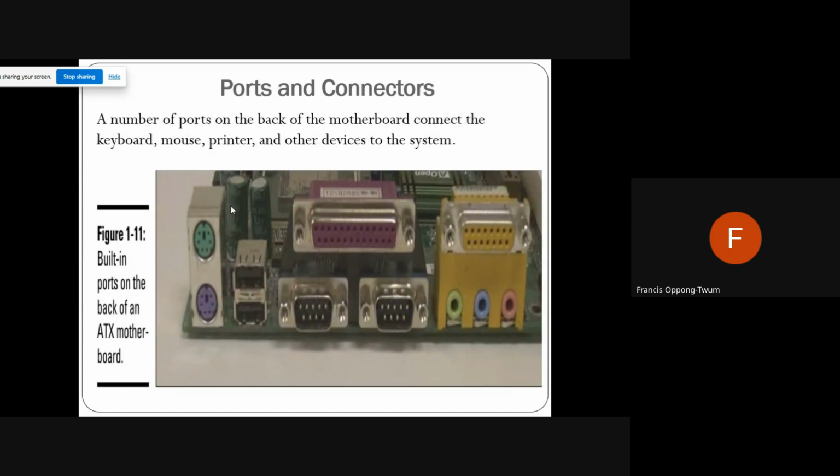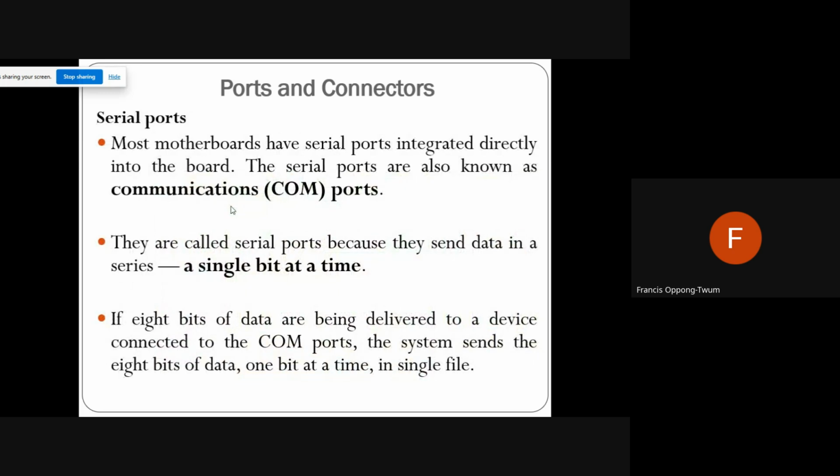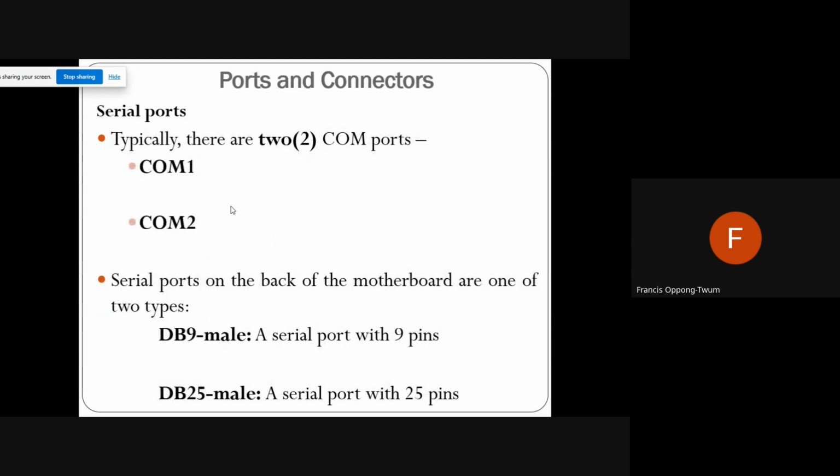Then we also have what we call the ports and connectors. The motherboard also holds the ports and connectors. There are a number of ports at the back of the motherboard to connect the keyboard, the mouse, and other devices. So we have the serial port and the parallel port. In front of the serial port, we have COM1 and COM2.